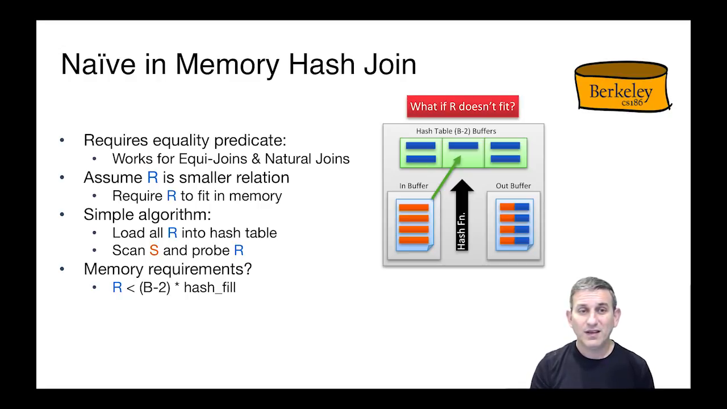Very simple. What are the memory requirements on this thing? Well, R has to fit in memory, leaving us two buffers, one for inputting things from S and one for outputting output tuples. Okay, so R has to be less than B minus 2, and there's some overhead for the hash table. So let's call it B minus 2 times the hash fill factor. R has to be smaller than that, and S can be any size it wants to be, because we're just going to stream S through. So S can be really, really big, but R has to fit in memory like that.